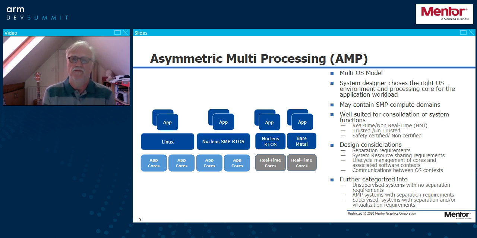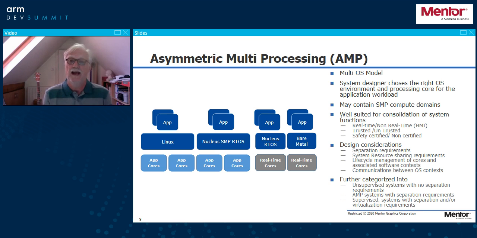If we look at asymmetric multiprocessing, it's a little more complex. If we start on the left-hand side, I've introduced here 2 different SMP configurations. So on the left-hand 2 cores, we have running Linux in its SMP form. The next 2 cores in are running Nucleus SMP. And on the right, we have some other cores. One of them is running Nucleus by itself. Another one is running no operating system at all. It's bare metal.